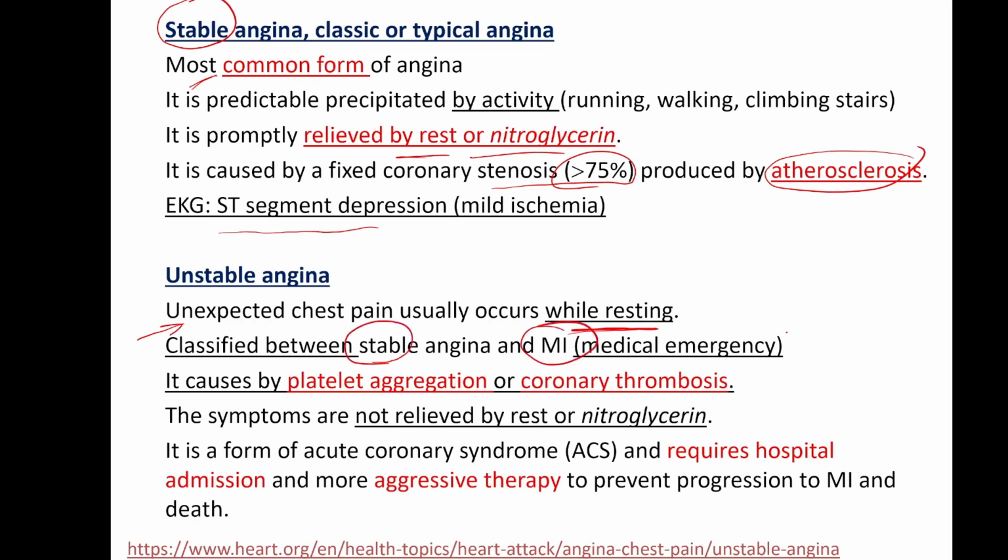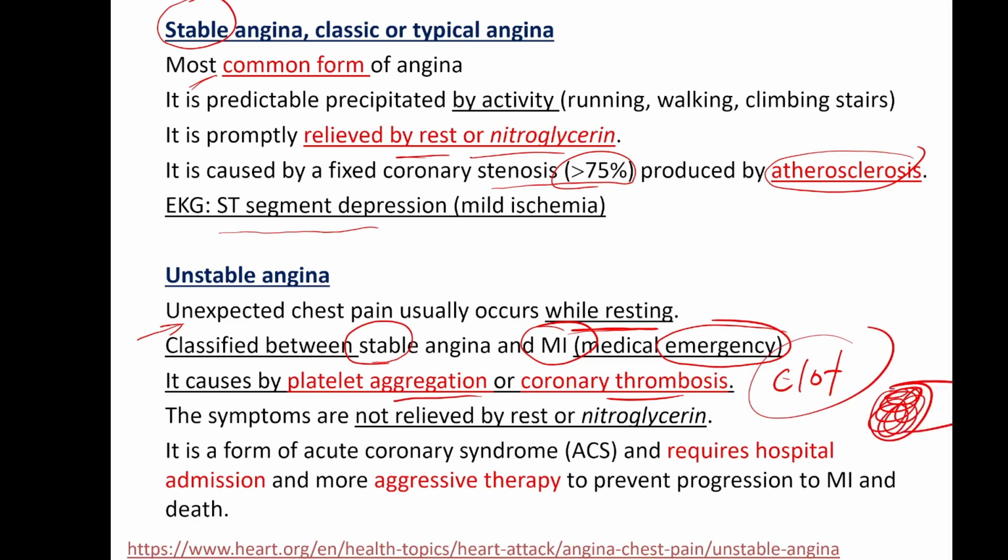This is very risky. It is considered a medical emergency, because unstable angina, if left untreated, the patient will suffer from myocardial infarction. The reason here: the patient suffers from platelet aggregation, and we have thrombosis. Here we have a clot, and this clot could close the coronary artery 100%. So this is what we have in unstable angina: unexpected chest pain occurring during rest, classified between stable angina and myocardial infarction, and caused by platelet aggregation and coronary thrombosis.